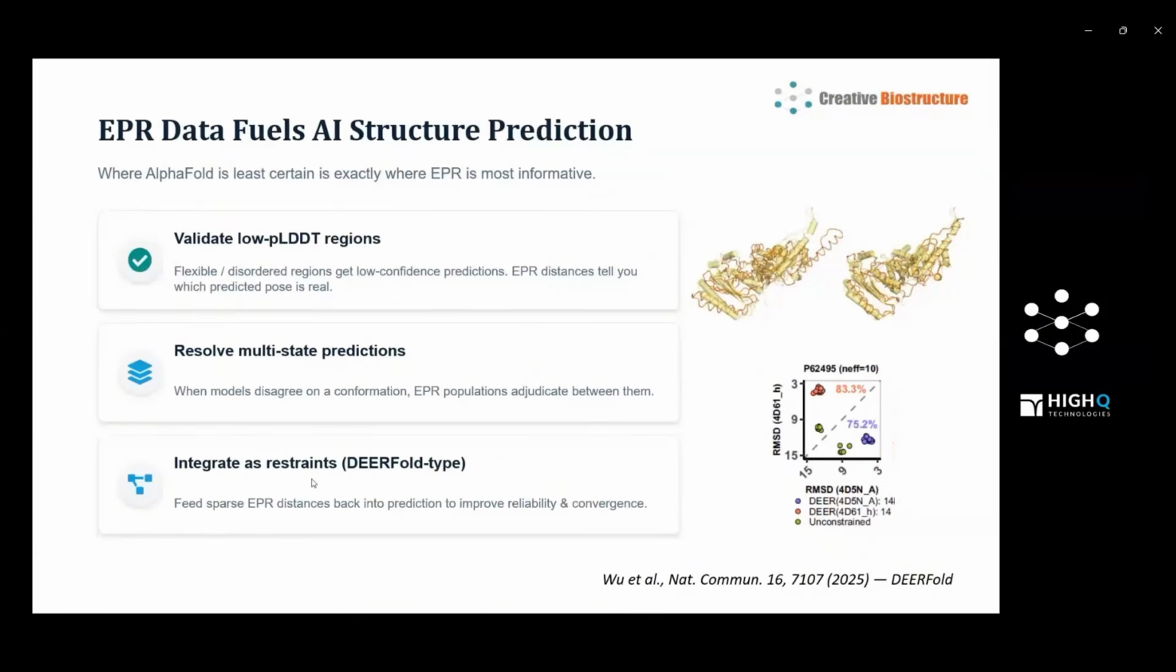But the practical difficulty is that running this loop requires prediction, simulation, and experiments. Those were usually three different providers on three different timelines. And this is exactly what this collaboration is intended to address.